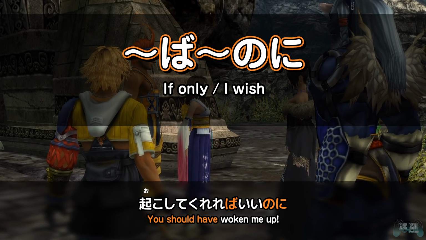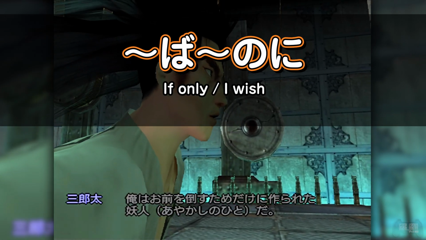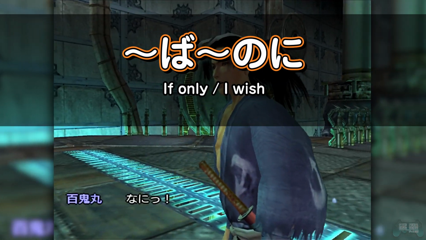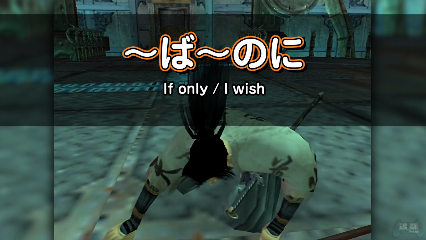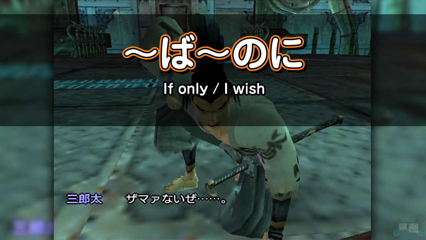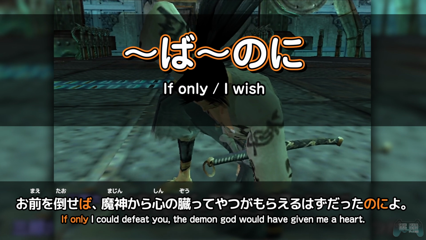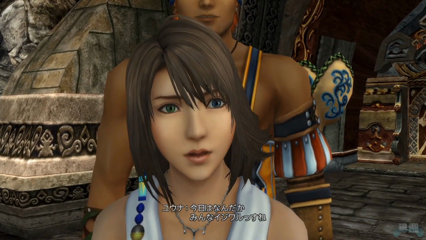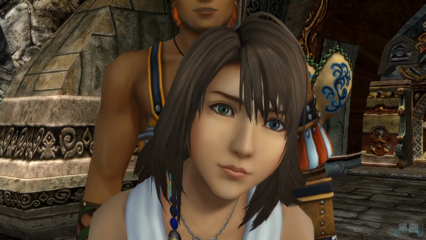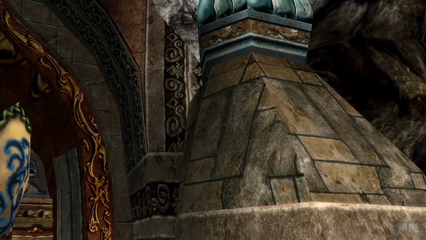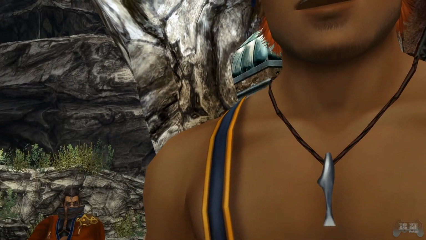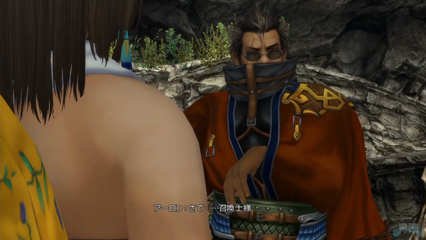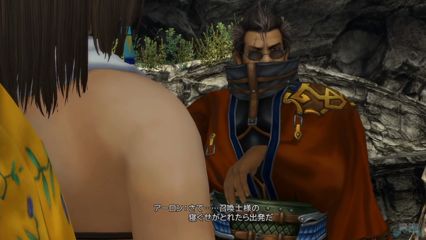起こしてくれればいいのに。 And even expressing regret that if only an action had taken place, like defeating your enemy, then you would have been able to receive something from someone. Like here, receiving a heart from a demon god. お前を倒せば魔人から真の像ってやつがもらえるはずだったのによ。 All of these cases, we can see a certain level of regret or annoyance about an action, which is indicated by the ba verb form, and then the following clause between ba and NONI showing what would happen if only the first clause took place.